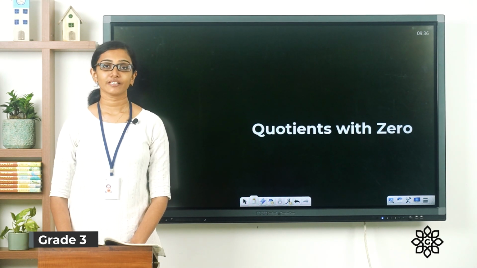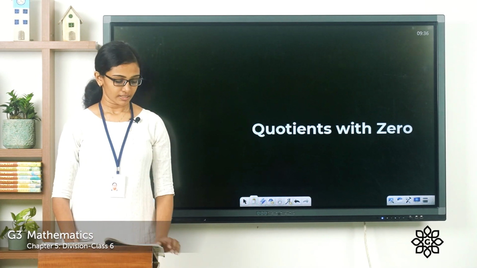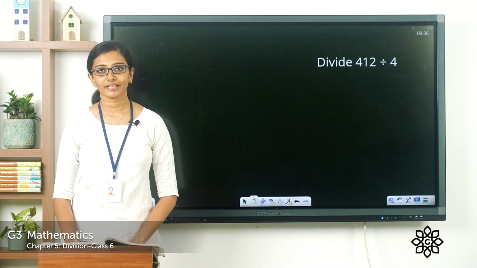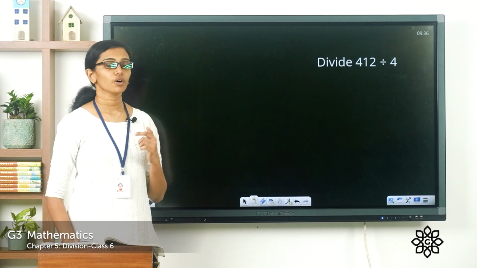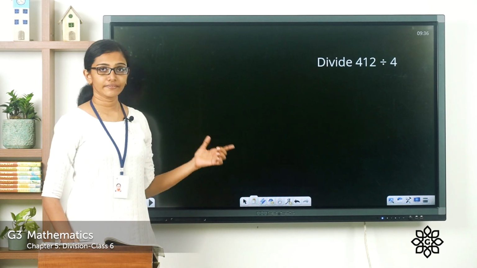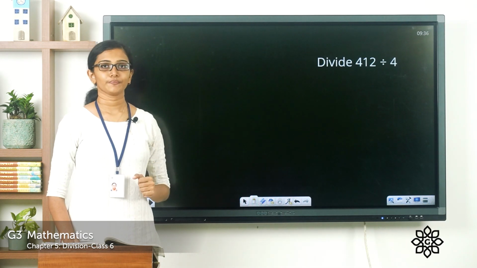So we are learning about division. Today let's learn about division with quotients with 0. Now look at this question given here. Divide 412 by 4. So which is our dividend? 412. And we have the divisor 4.